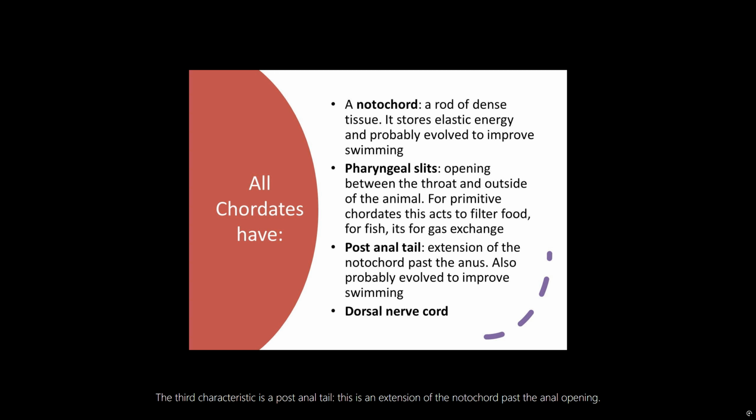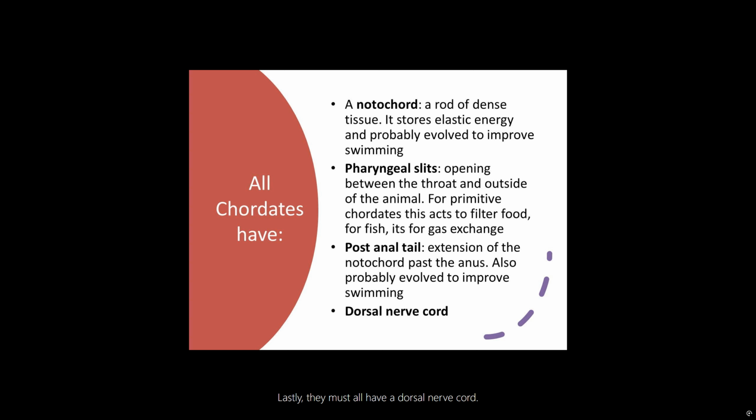Secondly, chordates have to have pharyngeal slits. This is the opening between the throat and the outside of the animal. For primitive chordates, this acts to filter food. For fish, it's for gas exchange.